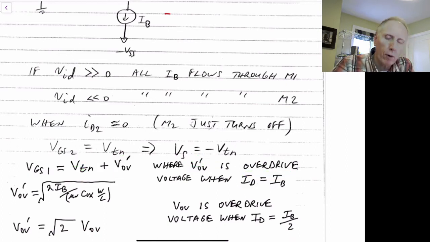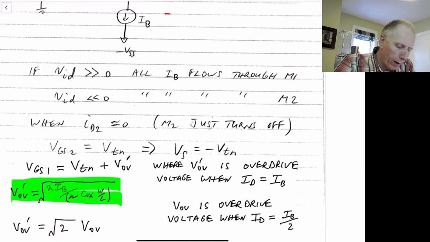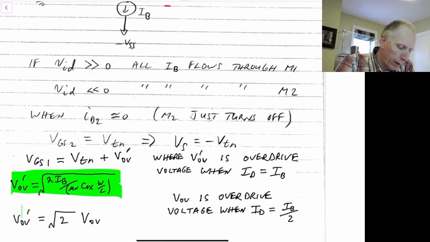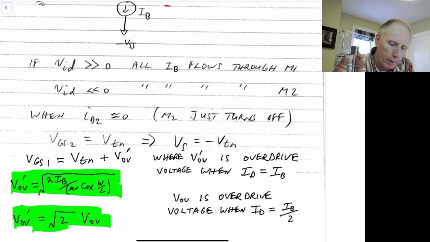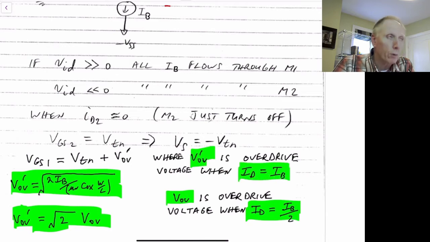In the previous case, V overdrive was equal to the case when the drain current was equal to IB divided by 2. So if you write the equation for this case, we'll have that V overdrive prime is given by this equation. And we can see that, related to the original V overdrive, it is root 2 times higher. And as I mentioned, V overdrive is the case when ID is equal to IB divided by 2, where V overdrive prime is when ID is equal to IB.